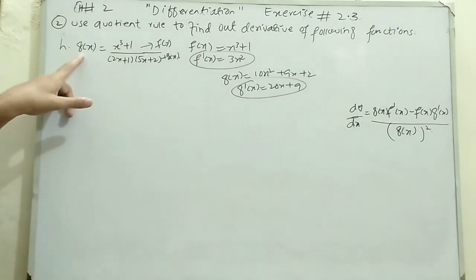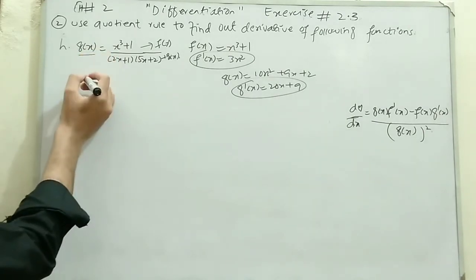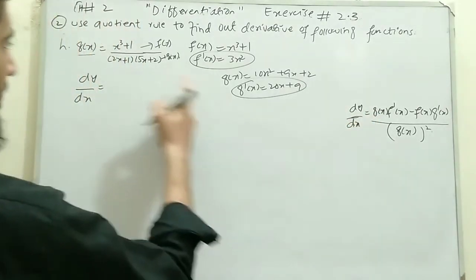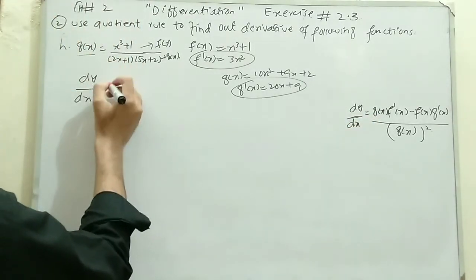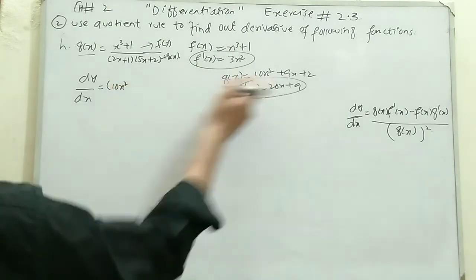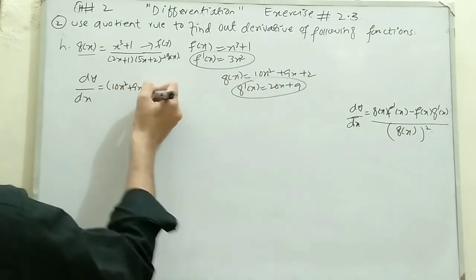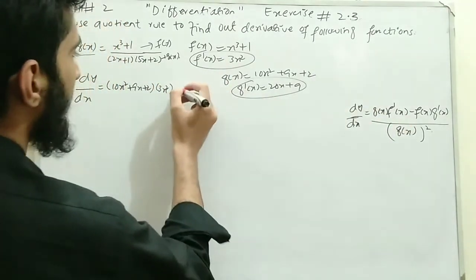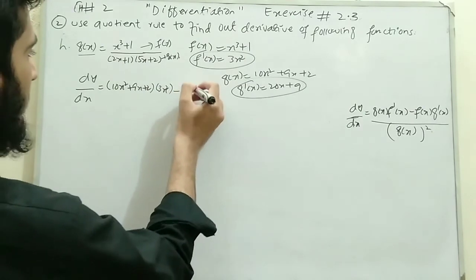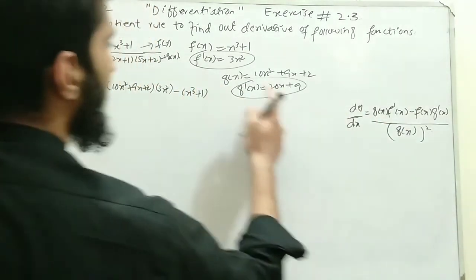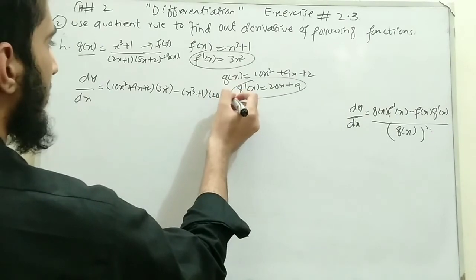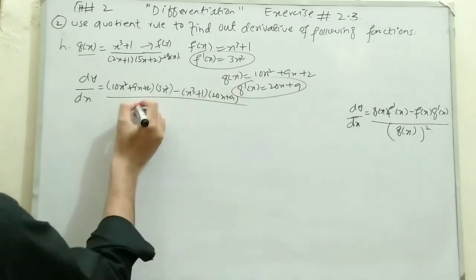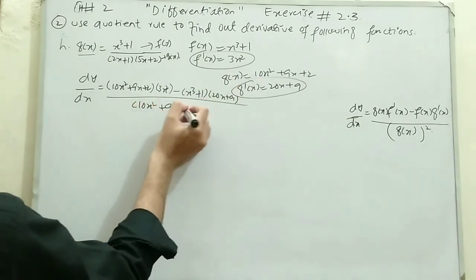Let's suppose this is f of x, and let's suppose this is g of x. So now taking the whole derivative using quotient rule, let's suppose this is y. Taking derivative with respect to x, dy by dx is equal to, using this formula, g of x, which is 10x² + 9x + 2, times the derivative f prime of x, which is 3x², and using the minus sign in between them, f of x, which is x³ + 1, times g prime of x, which is 20x + 9, whole divided by the second function whole square, which is (10x² + 9x + 2) whole square.